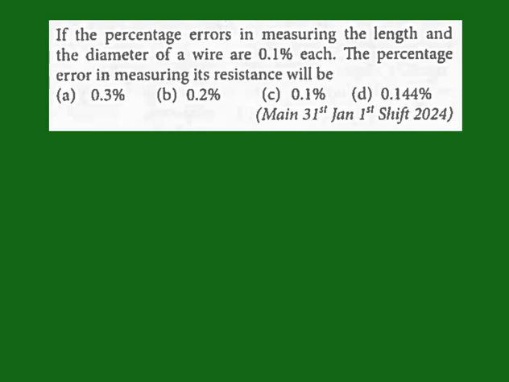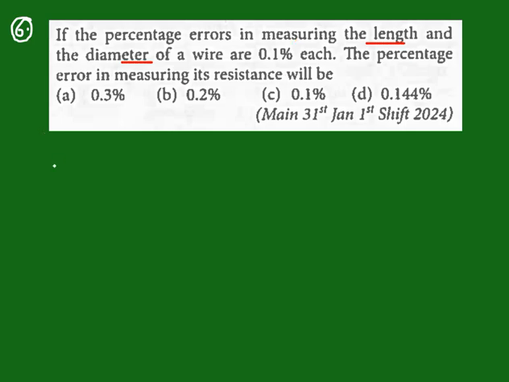Now let us move to question number 6. Question number 6 says that we have to measure things. If the percentage errors in measurement of the length and the diameter of a wire are 0.1% each, find the percentage error in measurement of its resistance.